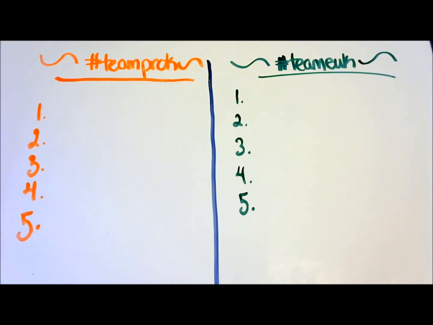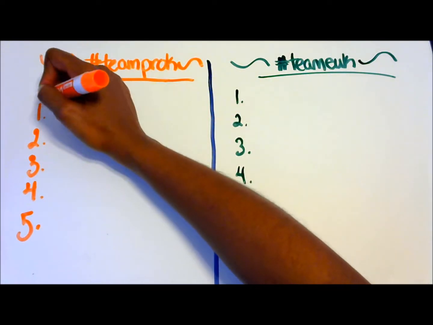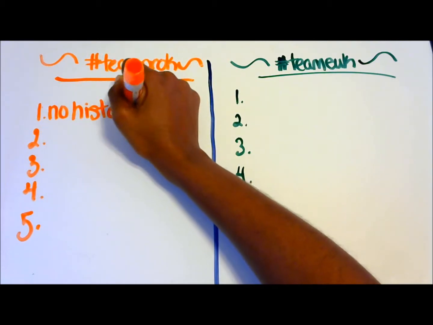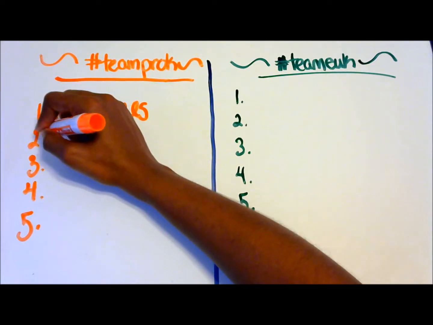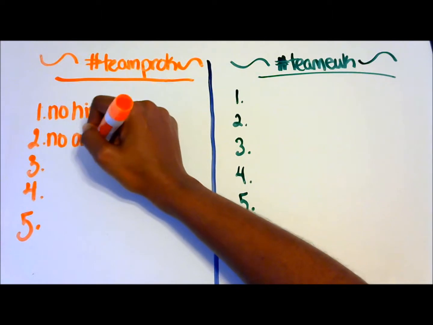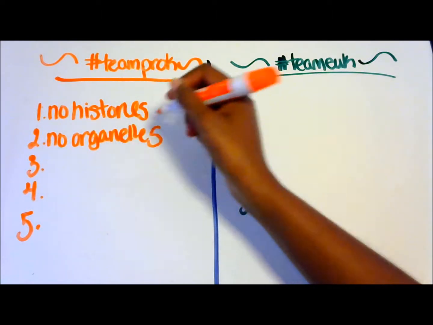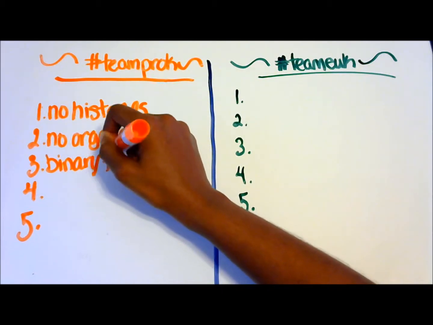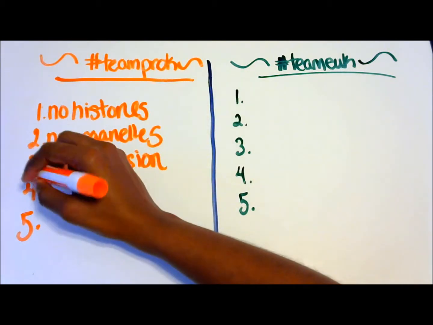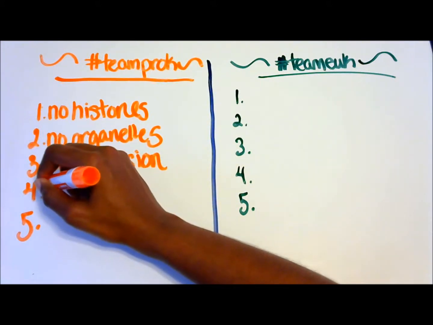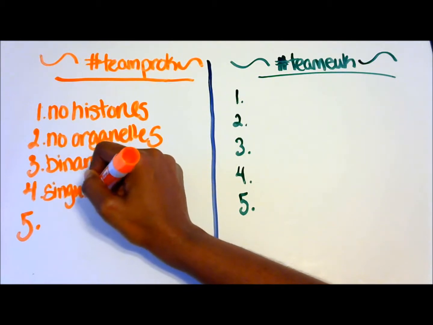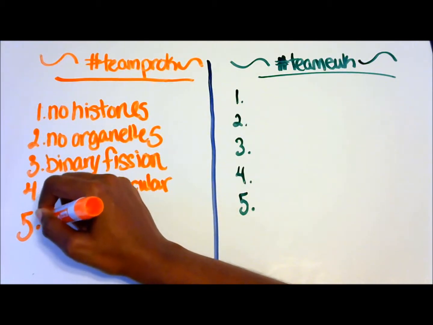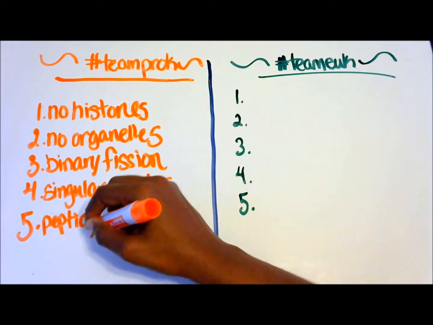All right, you're back. So we're going to start off with team prokaryotes. So we list all that we know. Well, we know that they do not have histones, so no histones or non-histones. They do not have organelles. They divide by binary fission. Their nucleus is singular and circular. And their cell wall, they have peptidoglycan and a plasma membrane.